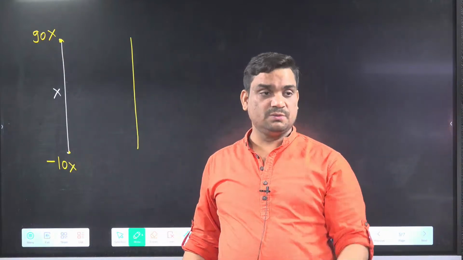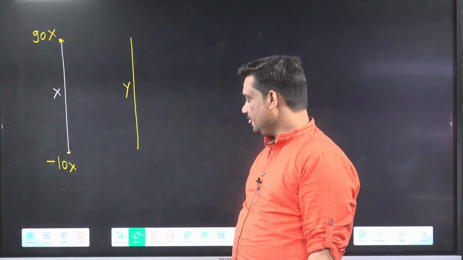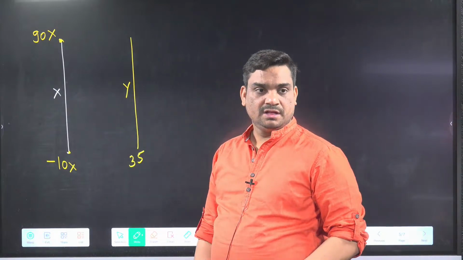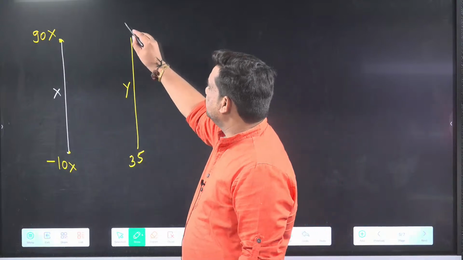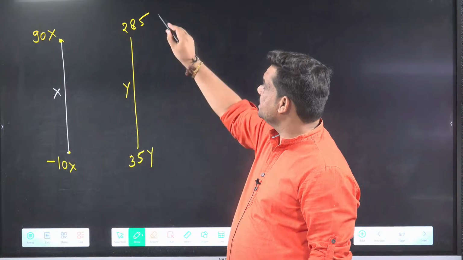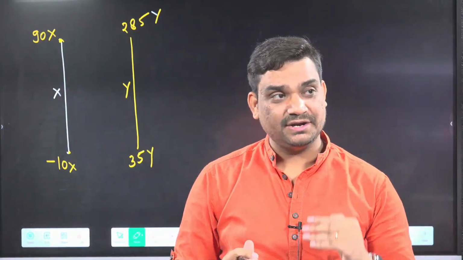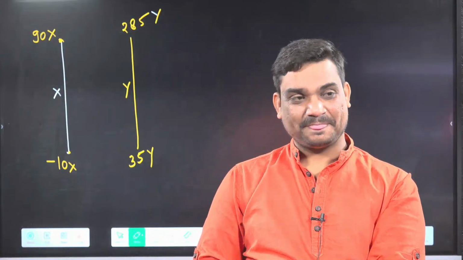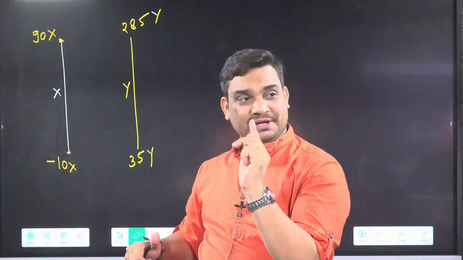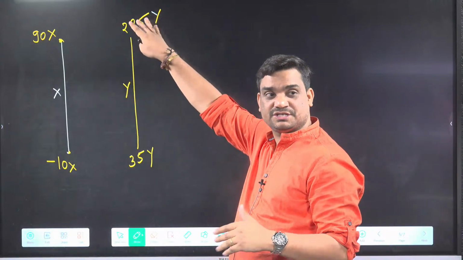In other scale Y, 35y and 285y. Okay, so 100% we know that 35 is basically your lower one, lesser, and 285 is the upper one.